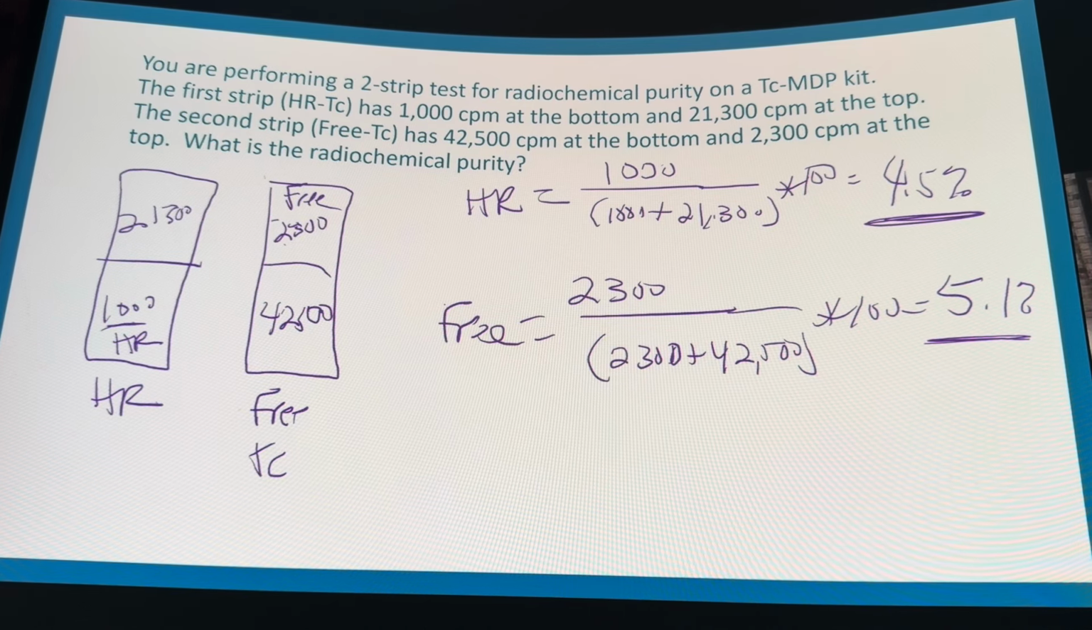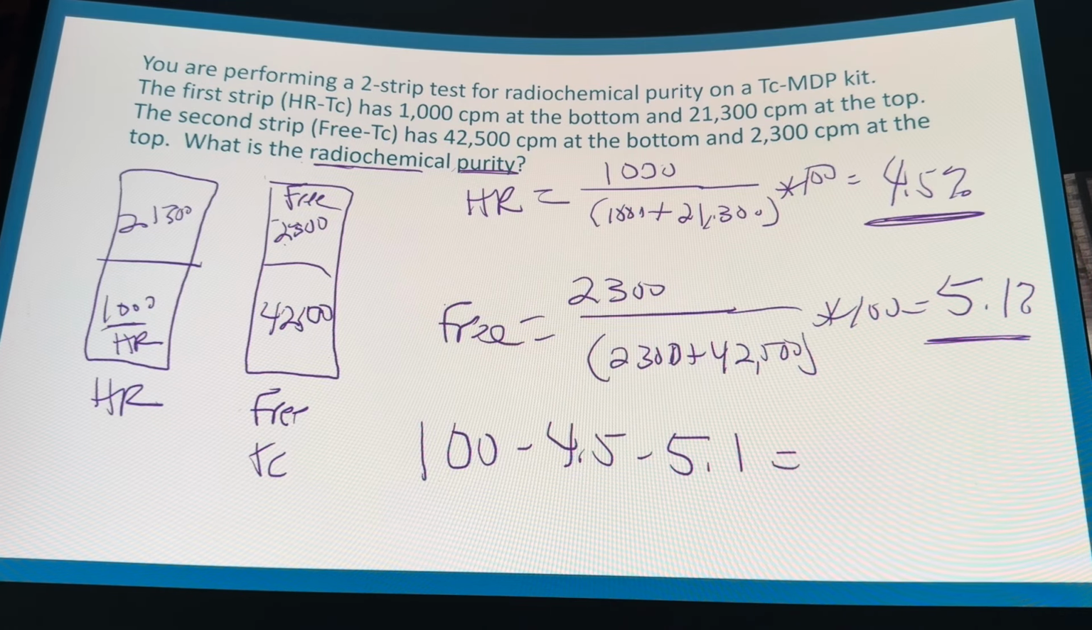Going back to the problem, it says, what is your radiochemical purity? Those are impurities. So I have to take 100 minus 4.5 minus 5.1. My answer is 90.4% purity.